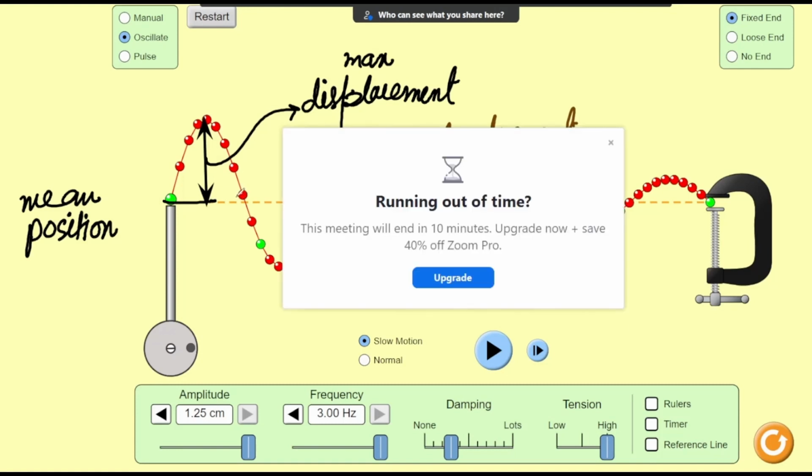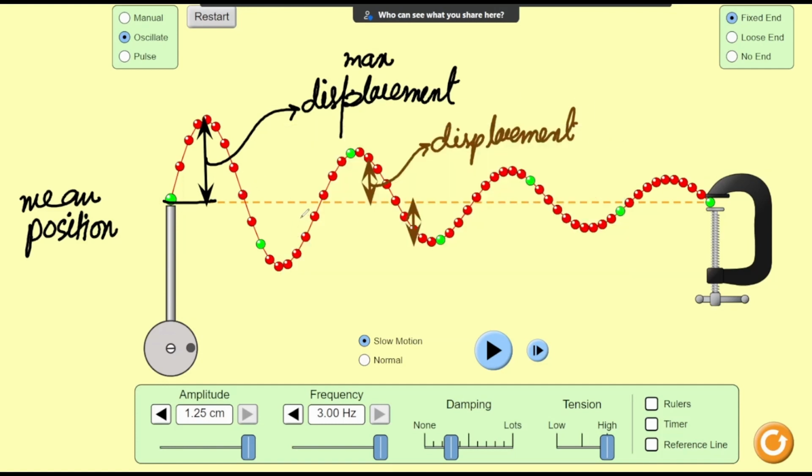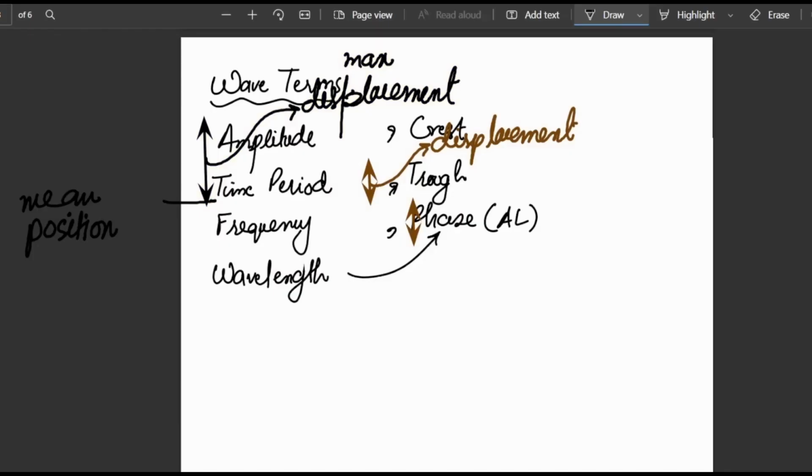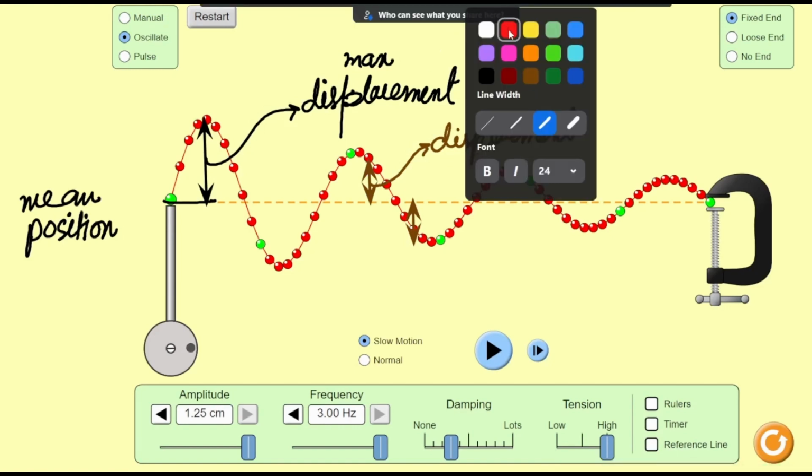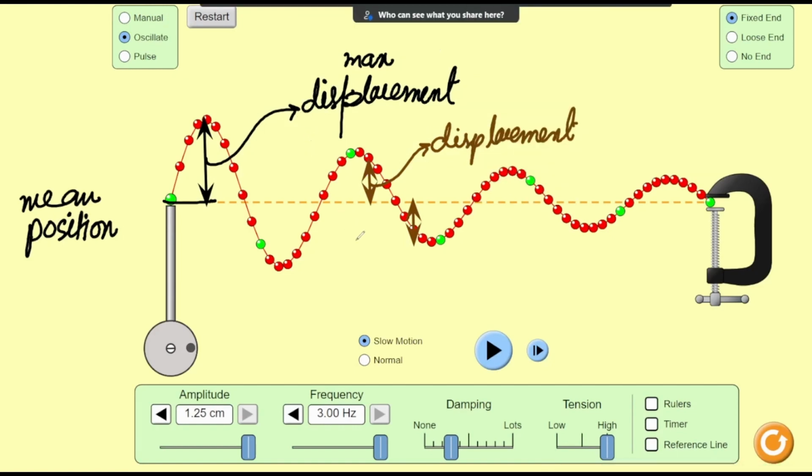Do we understand this point? Right? Yeah. So that would be amplitude, the maximum displacement. Now the next terms that we have are crest and trough. Now the crest, where do we find the crest?